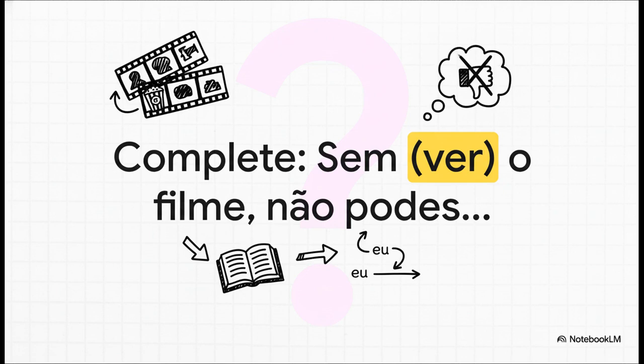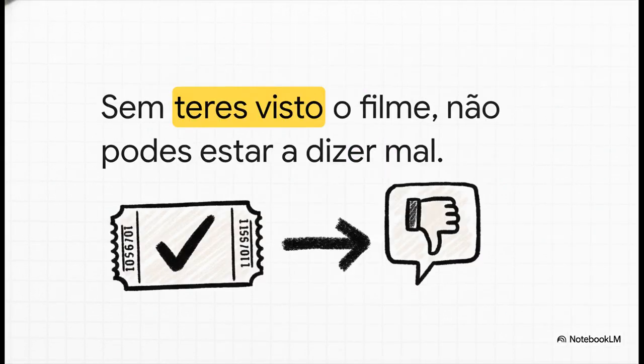Okay, final round. Without, to see the movie. You can't be criticizing it. You can't criticize it unless you have already done what? Of course. Sem teres visto o filme. You have to have first completed the action of seeing the movie. The compound infinitive teres visto just nails that sequence down perfectly for the subject you.